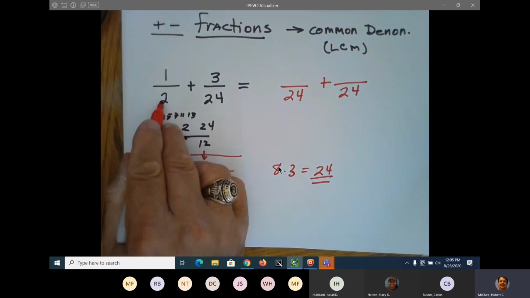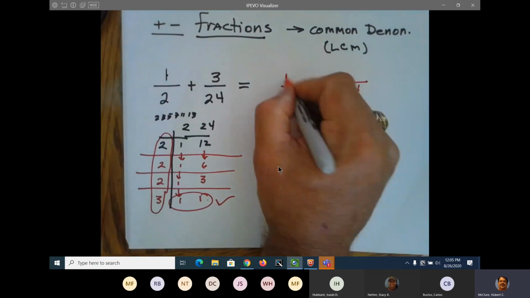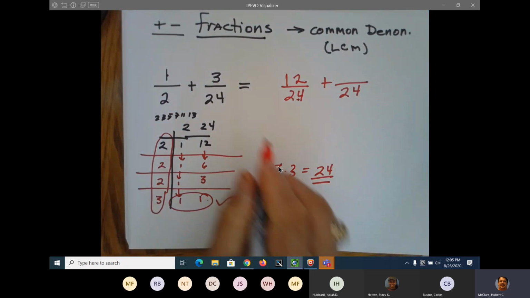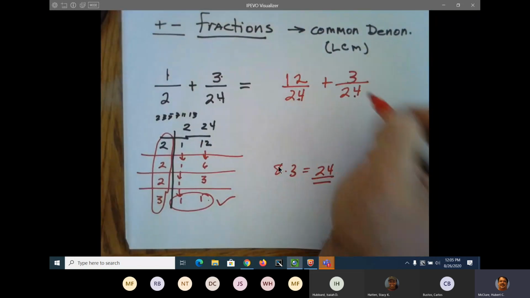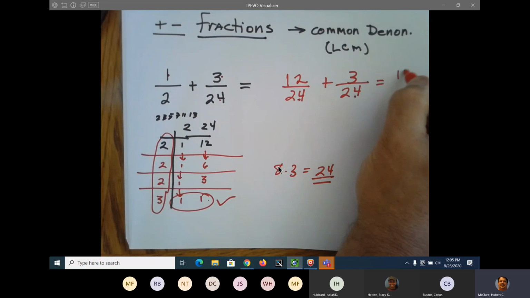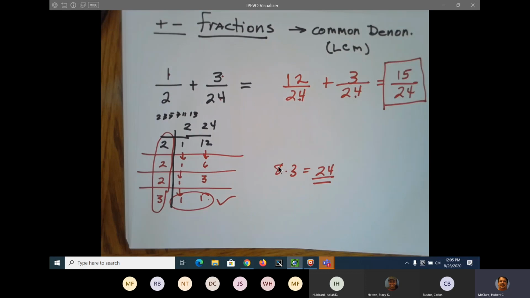So how many times will 2 go into 24? 12 times. 12 times 1 is 12. 24 will go into 24 1 time. 1 times 3 is 3. And that answer is 15 over 24. Now that is a basic problem.